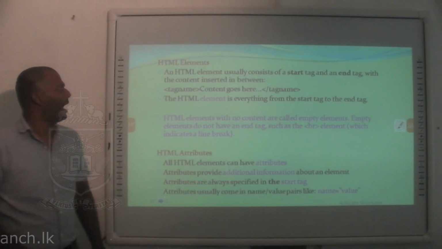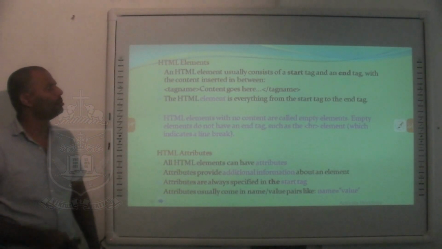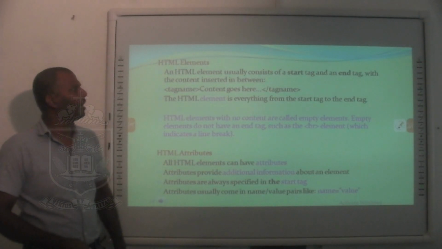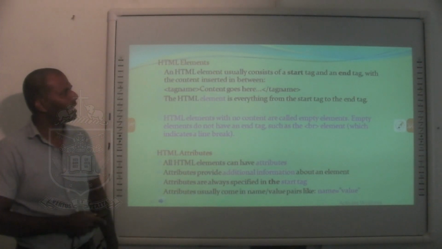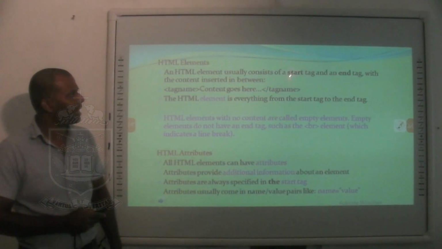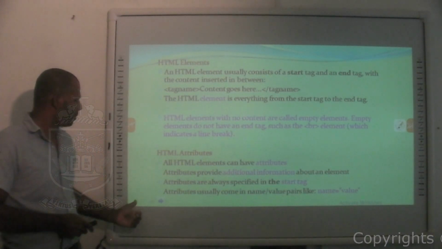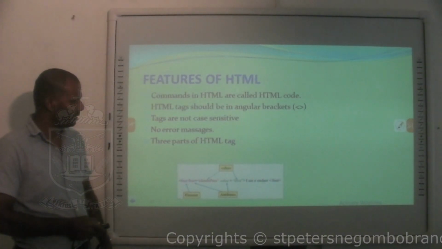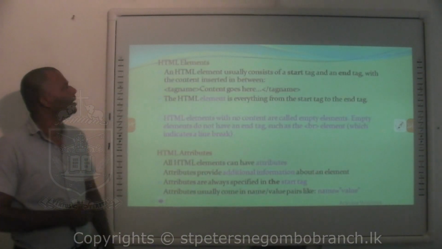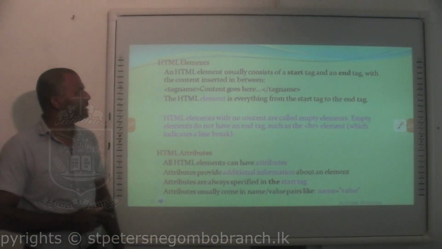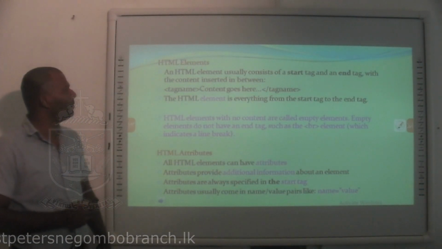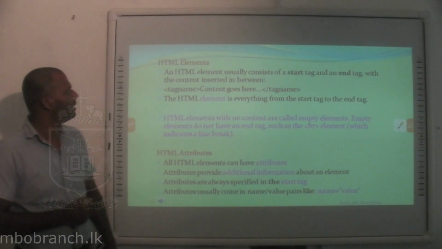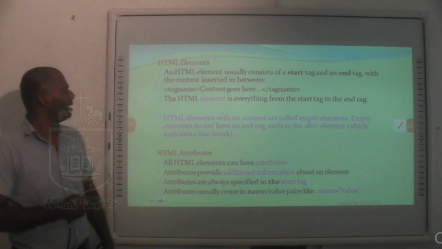HTML elements. An element usually consists of a start tag and an end tag. I told you in the previous slide. This is the start tag. This is the end tag. An HTML element usually consists of a start tag and an end tag with the content within.